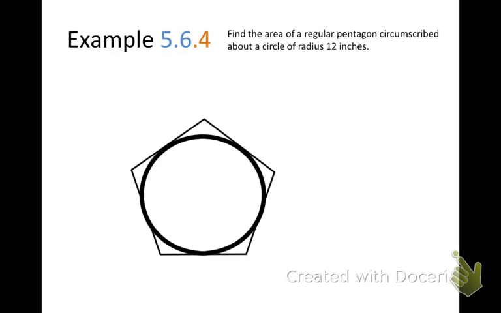So I need to find the area of the pentagon, not the area of the circle. But I am given that the radius is what? What is the radius of this thing? I am told that the radius is 12, right? So I'm going to make use of that. Now, how am I going to find this area? I'm going to find it by looking at this triangle and solving from there.